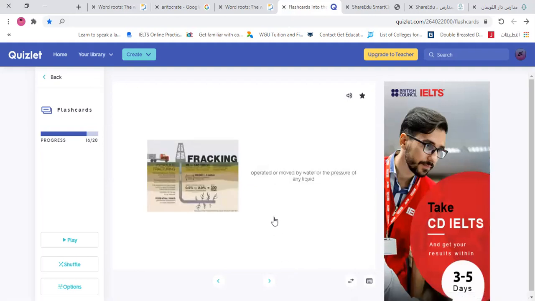Hydraulic. Hydraulic: operated or moved by water or the pressure of any liquid. Right, like this one right here, the device. It is what? A hydraulic device.